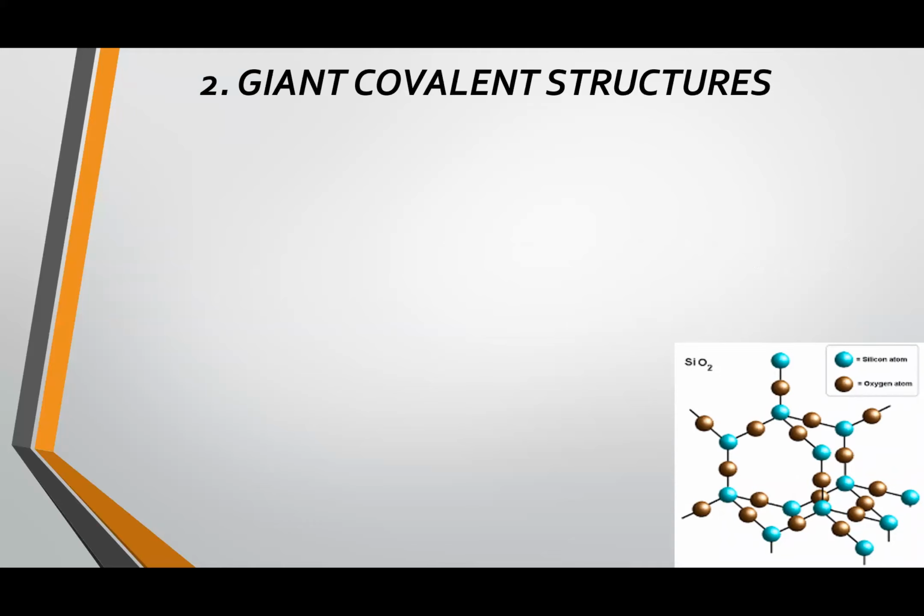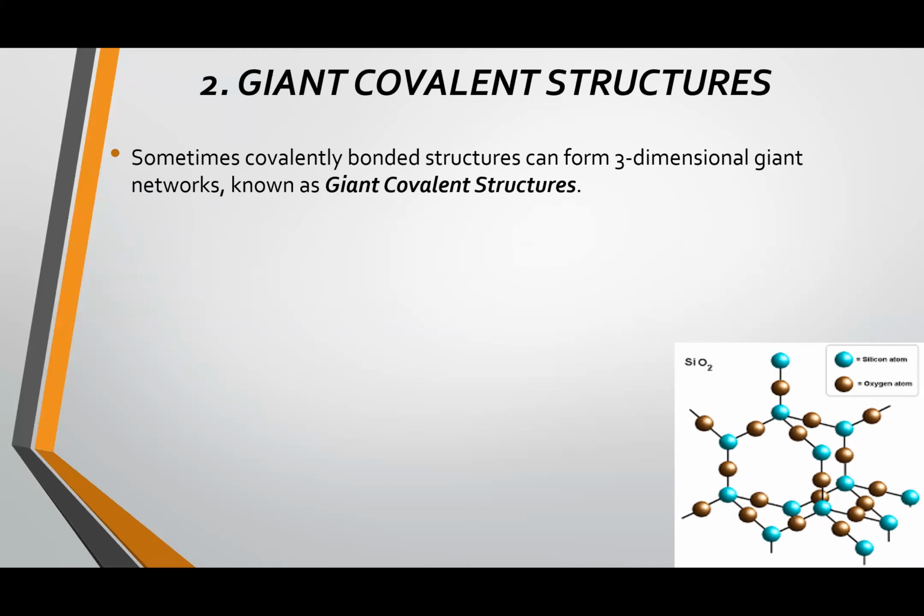What about the second type of structures, the giant covalent structures? Giant covalent structures are formed when we have so many atoms in the molecule joined by strong covalent bonds to form a network of bonds in a three-dimensional giant network or giant structure. And then we call them giant covalent structures.